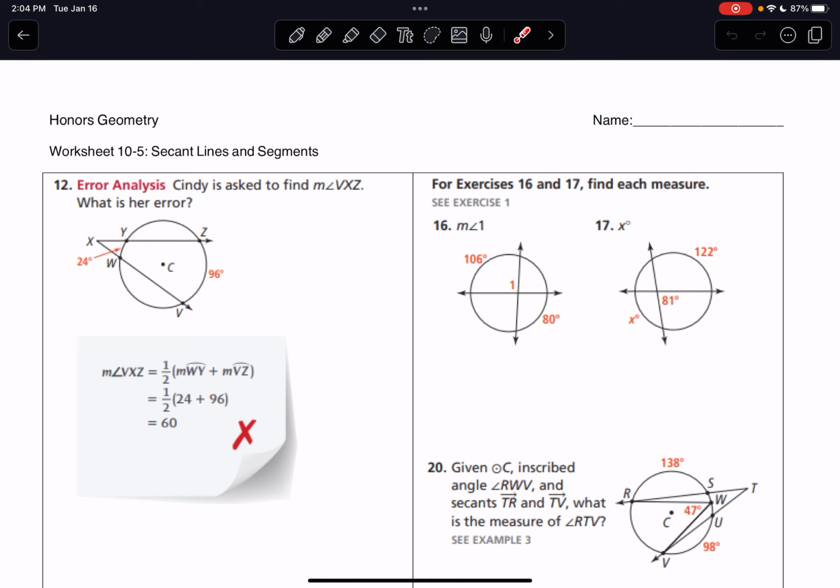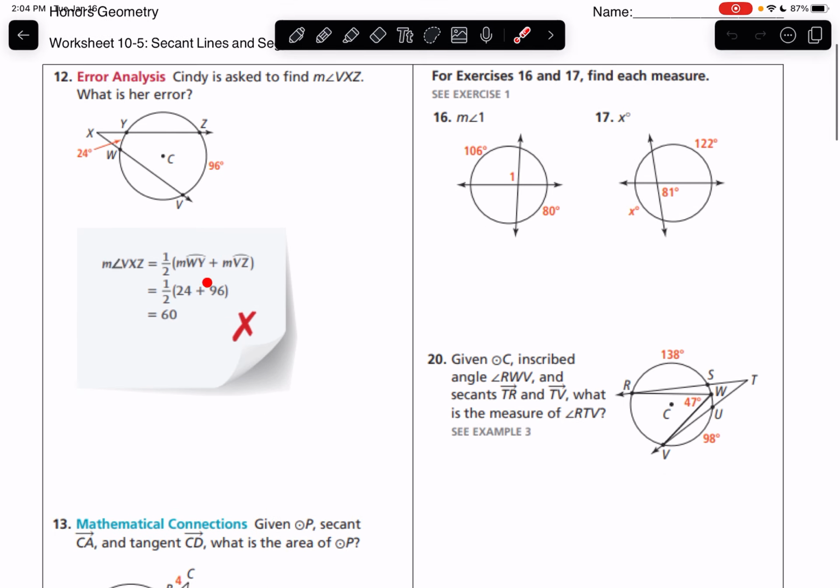But since this is a secant angle with its vertex outside the circle, we shouldn't be adding the arcs, we should be subtracting the larger arc minus the smaller one. So she should subtract the arcs instead of adding them.